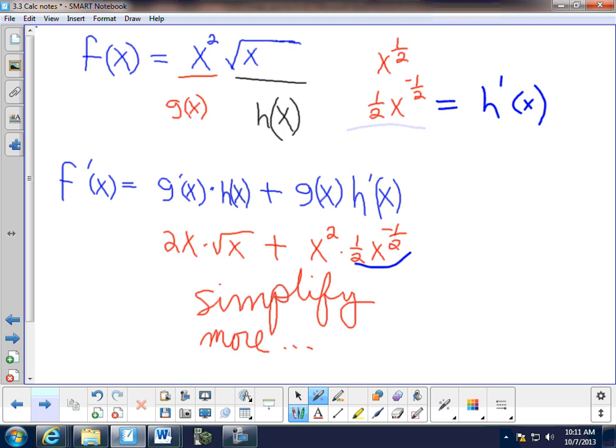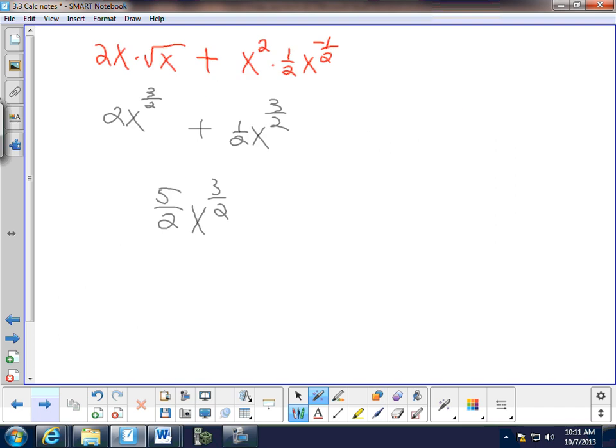Now, technically, that's the derivative. You always want to simplify, though. So put some things together. This is x to the 1/2 right here. So x times x to the 1/2. And by the way, that's 2 halves there. So that's where x to the 3/2 comes from here.